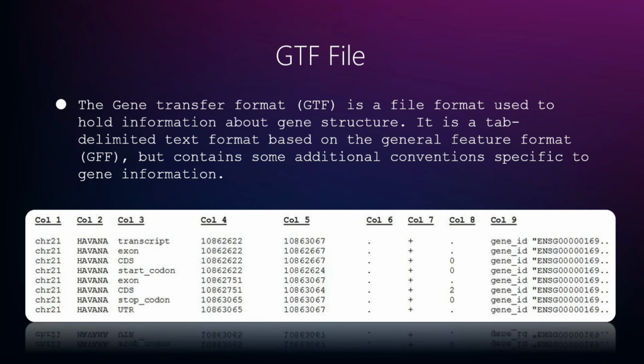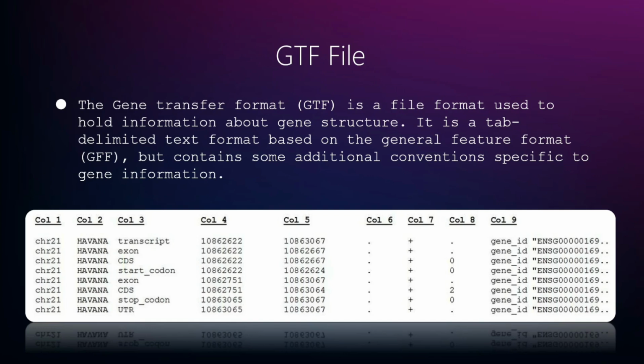So it contains 9 columns. The first column contains the chromosome, the second contains the source, and the third contains its feature, whether it's a gene, a transcript, an exon, a CDS, a UTR, whatever it is. Columns 4 and 5 contain the start site and end site, column 6 contains the score, column 7 contains the strand, column 8 contains the frame, and column 9 contains the IDs that are represented there, the Ensembl IDs, I think. So that was the main GTF file.